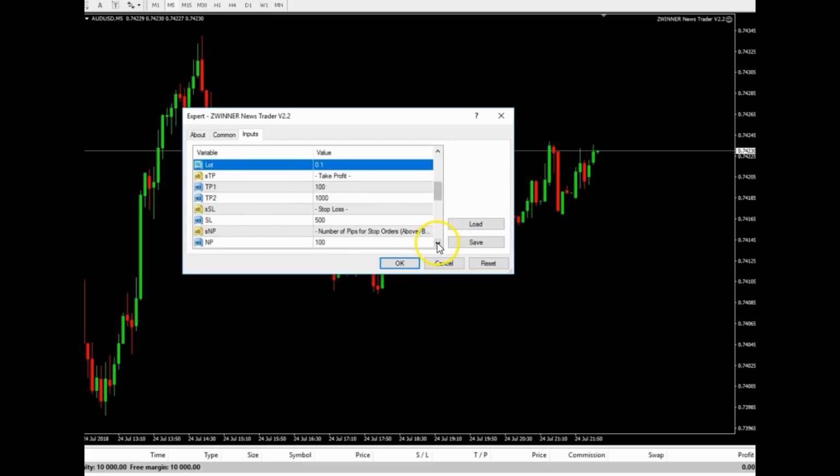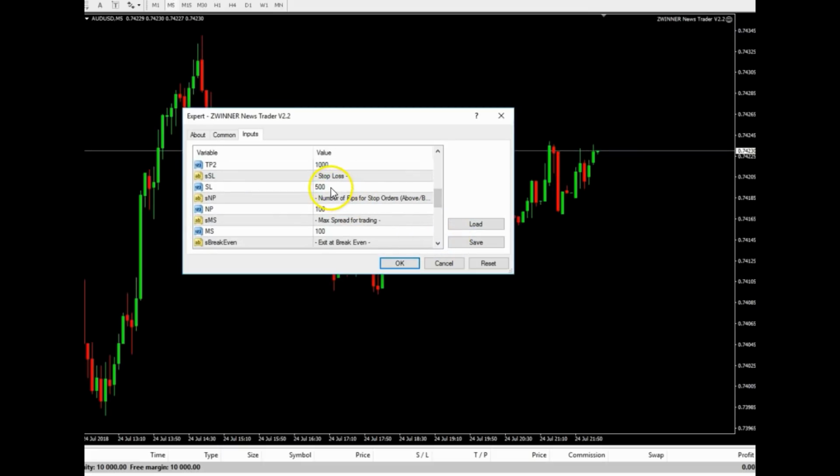What sort of stop loss do you want to have? By default, the stop loss is 50 pips. If you wish, you can reduce it to say 30 pips, or just leave it as it is. I will just put it to 30 pips. Then the number of pips for stop orders above or below: the robot is going to put 10 pips above the market to buy and 10 pips below the market to sell.